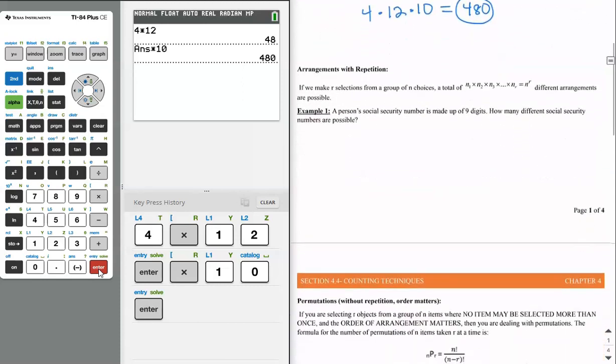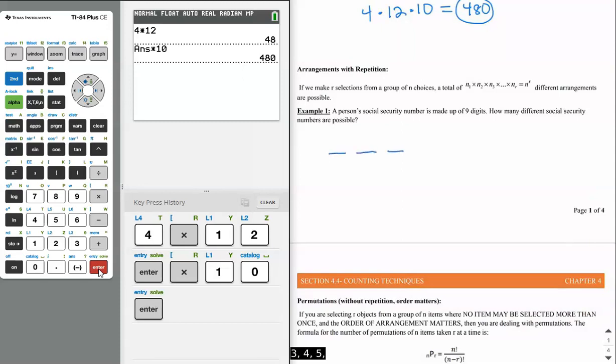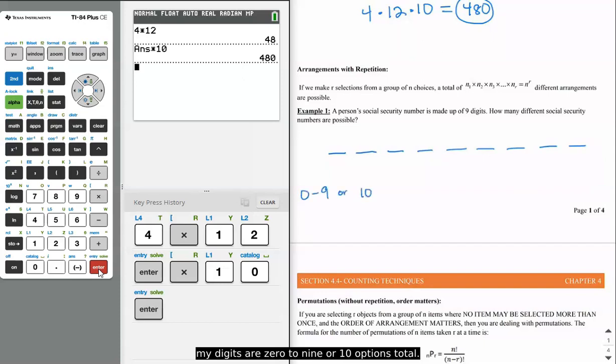So example 1 says a person's social security number is made up of 9 digits. How many different social security numbers are possible? So I have 9 digits, 1, 2, 3, 4, 5, 6, 7, 8, 9, all the possible numbers. And if I think of my digits, my digits are 0 to 9 or 10 options, 10 options total.